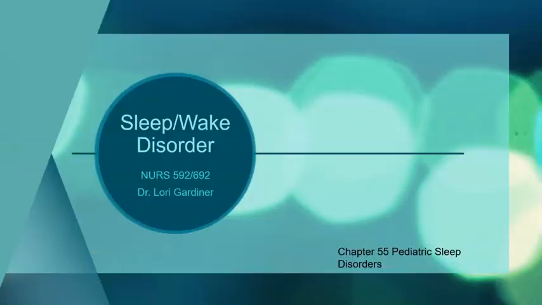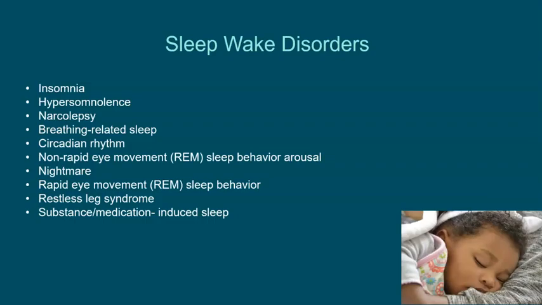And this is sleep-wake disorders, which you can find information on in chapter 55 on pediatric sleep disorders. This is very brief, 8 slides, good information, testable information. Some sleep-wake disorders include insomnia, hypersomnolence, narcolepsy, breathing-related sleep disorders, circadian rhythm disorders, non-rapid eye movement sleep behavioral arousal disorders. You have nightmare disorders, rapid eye movement sleep behavior disorders, restless leg disorder, and substance/medication-induced sleep disorder. We will not cover all of these for this unit, but these are some of the sleep-wake disorders.